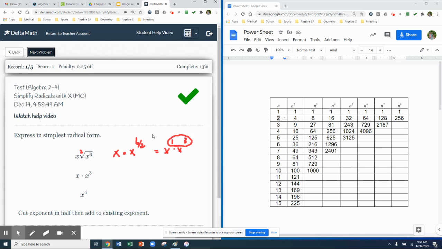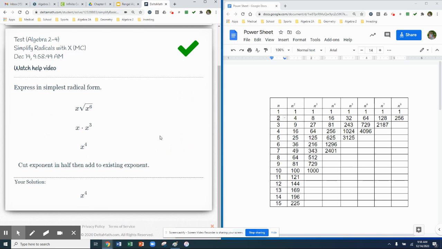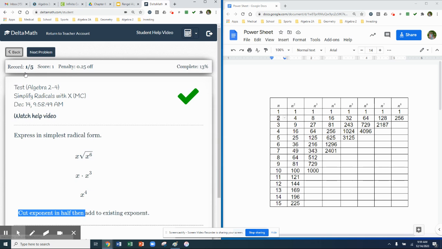And we'll just double check that one. Okay, there's our result. We can see the work being shown. So when they have a square root, they're going to describe it as cut the exponent in half. You could think of it like that, or you could just say it's an index of 2, so I'm going to divide by 2.